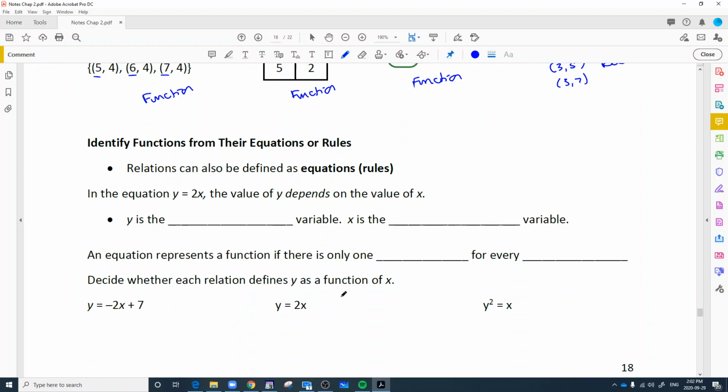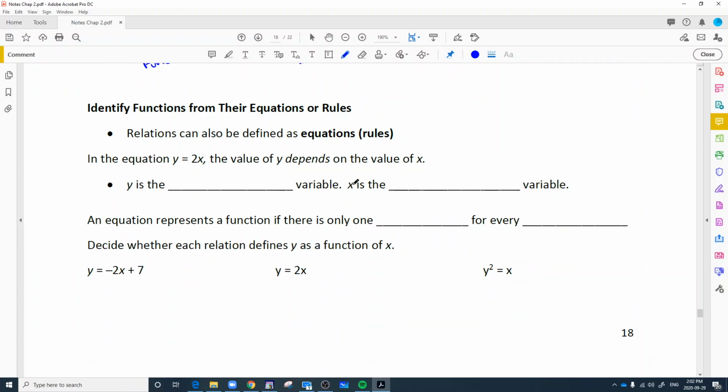Another way of looking at relationships or functions is from their equations or their rules. If I give you an equation like y equals 2x, this is a relationship between y and x, where you solve for y by putting in different values of x. Another way of saying that is that y depends on the value of x. So therefore, we also call y our dependent variable, and we call x our independent variable, because it does not depend on the y value.